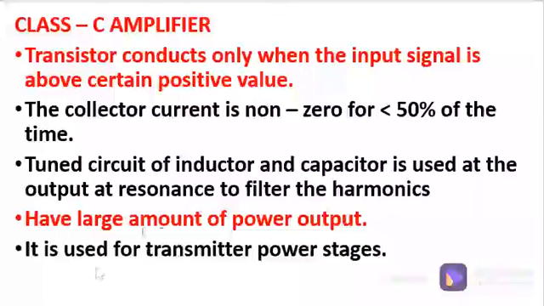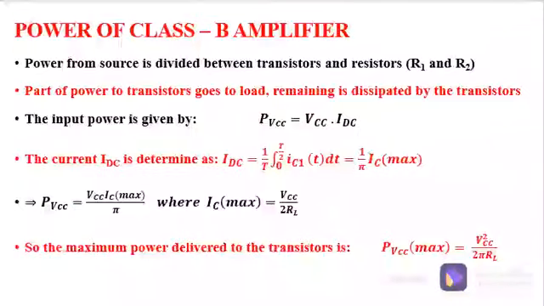And of course, this class C amplifier, we use it for the transmitter output stage. That is, transmitters that are used in radio and television stations, they are employing the use of what? Class C amplifiers. Now, the power of the class B amplifier. We are going to present some calculations here.